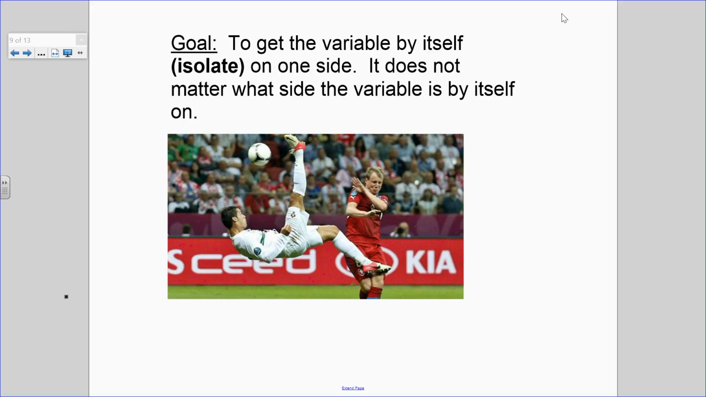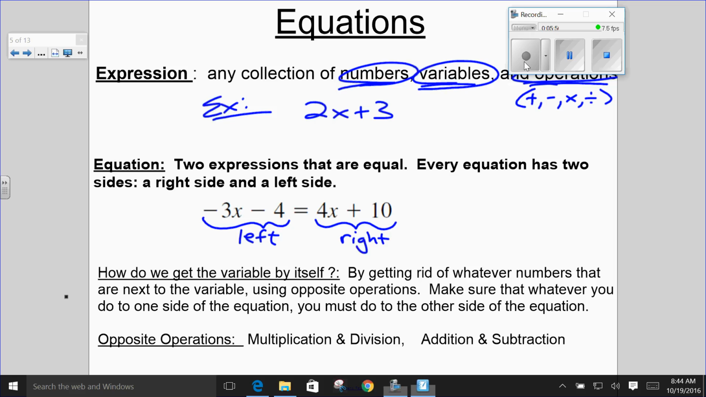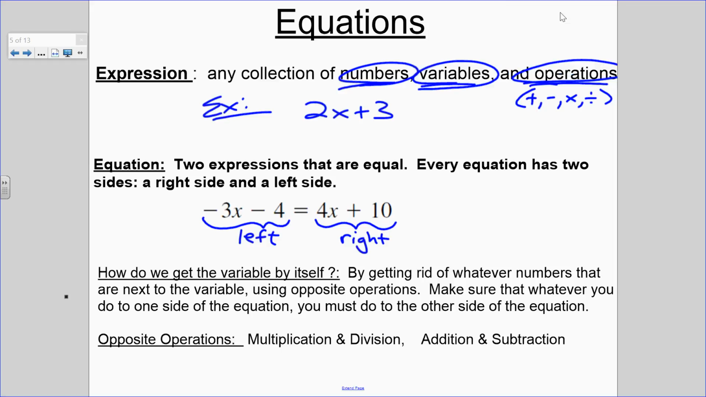So I put this Ronaldo picture up so you remember the goal of every equation you ever come across. If it's a one variable equation, you want to get that variable by itself. That's the whole point. So the goal is to get the variable by itself. How we get the variable by itself is right here. Write down those sentences. How do we get the variable by itself? By getting rid of whatever numbers are next to the variable using opposite operations.